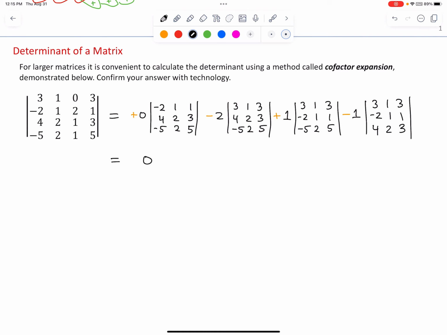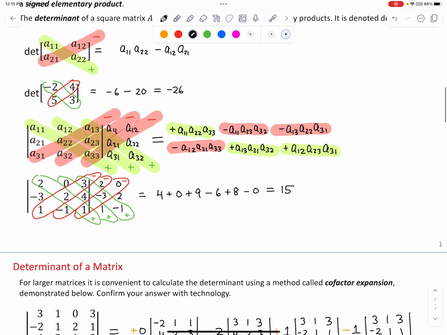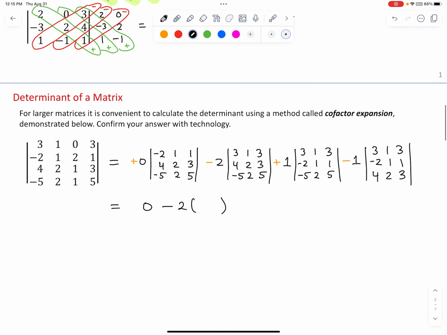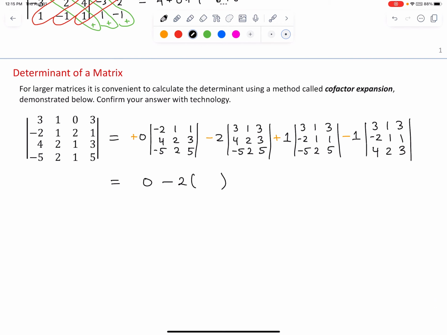Now for the other ones, we have 0 here, minus 2 times. For the other 3 by 3 determinants, you have to use the process that we illustrated up here to find each of these 3 by 3 determinants. So there's still more work to be done. But to speed things up, I went ahead and calculated these determinants ahead of time. And so the determinant of this 3 by 3 matrix right here winds up being 31. And we write plus 1 times the determinant of this 3 by 3 matrix here, which winds up becoming 17. And then minus 1 times, and our final determinant winds up becoming -11.